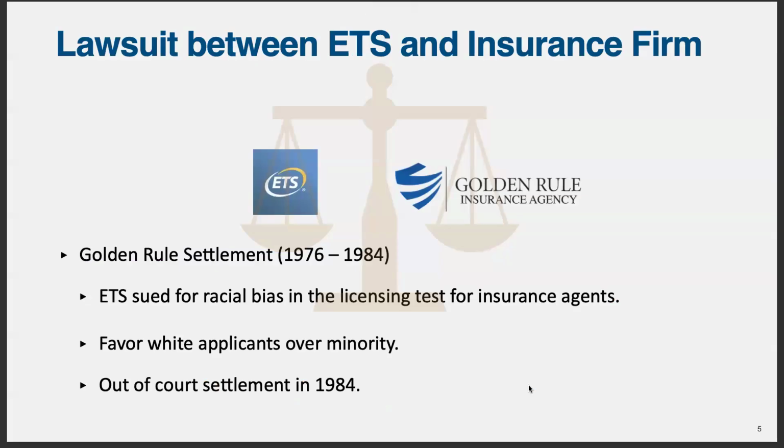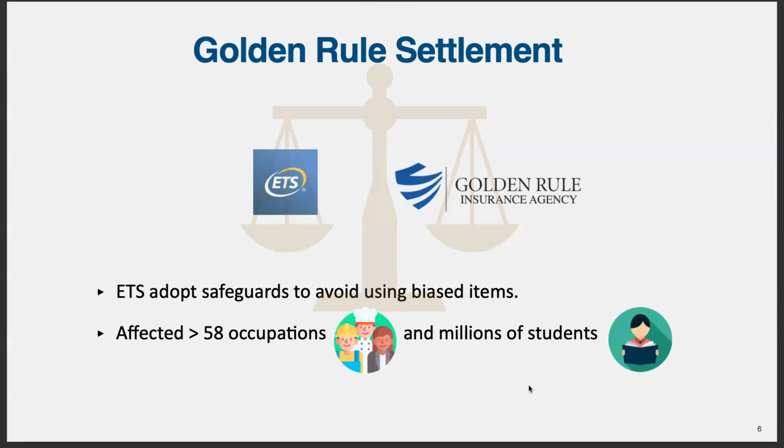Okay, so such types of problems have a long history in the psychometrics field. I borrowed this from Trent's earlier slide. This is a famous lawsuit between ETS and an insurance company. It was sued in the 1970s that ETS was sued for racial bias in a licensing test for insurance agents. In particular, they were sued for favoring white applicants over minorities. Of course, this took multiple years and got a settlement outside of court in the 1980s. But since then, ETS started to adopt safeguards to avoid such biased items. Okay, question?